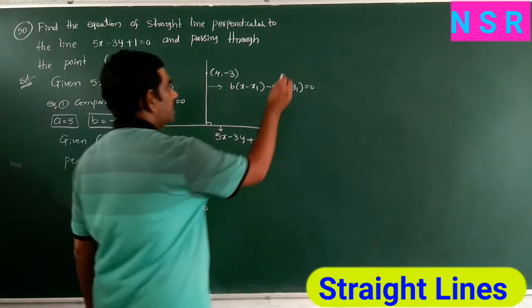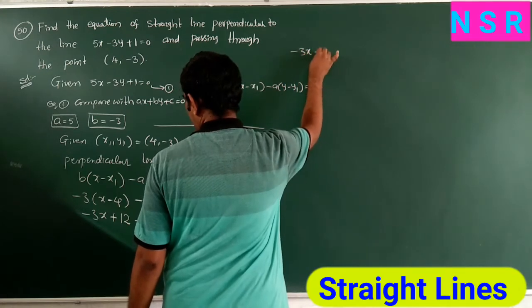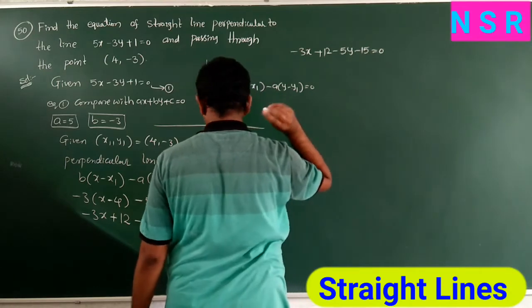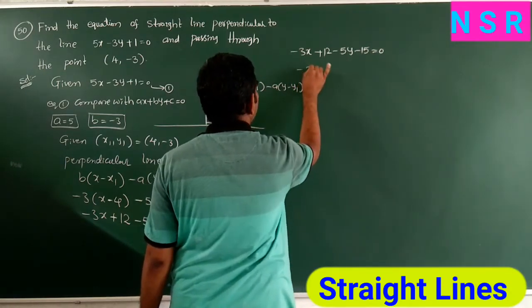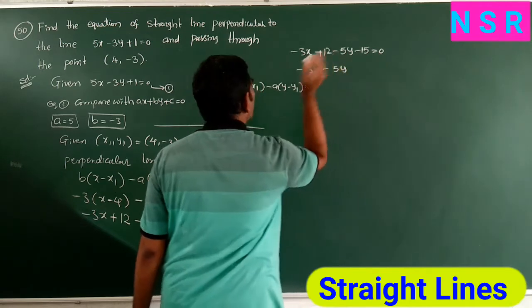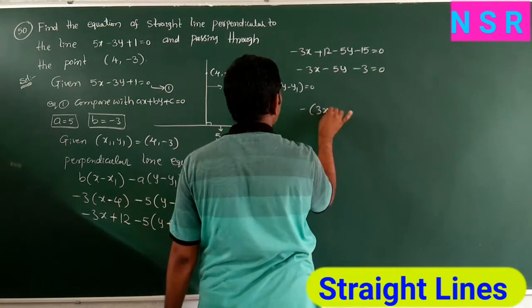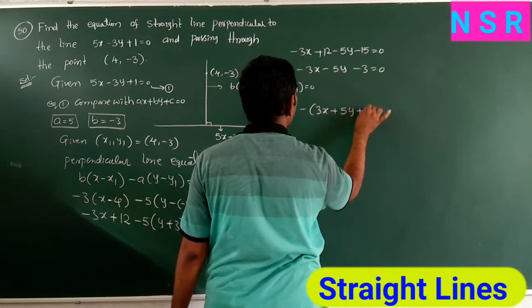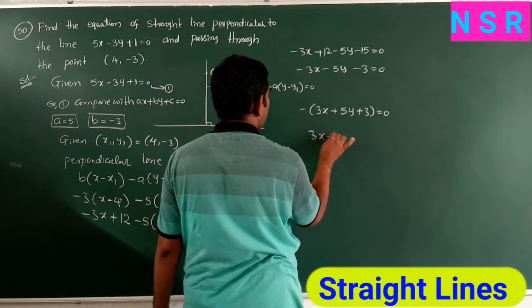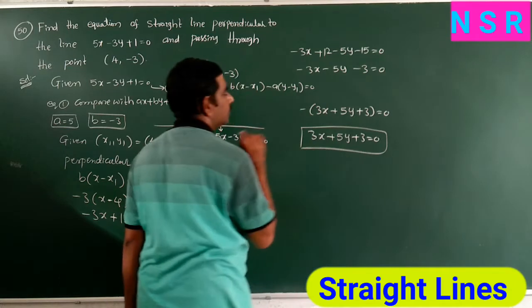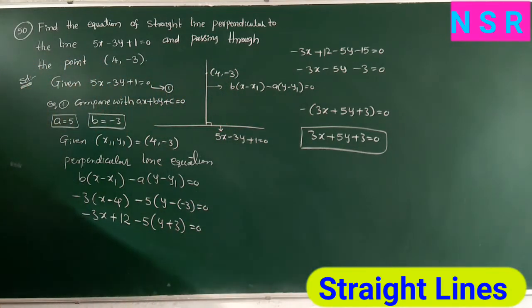So minus 3x plus 12 minus 5y minus 5 times 3 is 15. So minus 3x minus 5y, 12 minus 15 minus 3 equal to 0. Take minus as common here, we get minus of 3x plus 5y plus 3, so we get 3x plus 5y plus 3 equal to 0. The minus moves over and becomes plus. So the perpendicular line equation is 3x plus 5y plus 3 equal to 0.